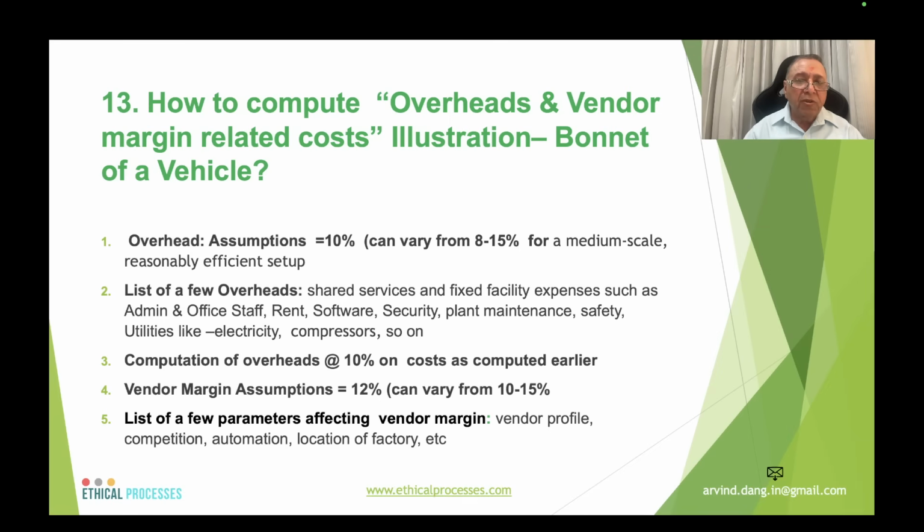And the vendor margin assumption is at 12%. It can vary from 10 to 15%. And a list of a few parameters, as you know, affecting the vendor margin are vendor profile, competition, automation, location of the factory, and the type of technology chosen.